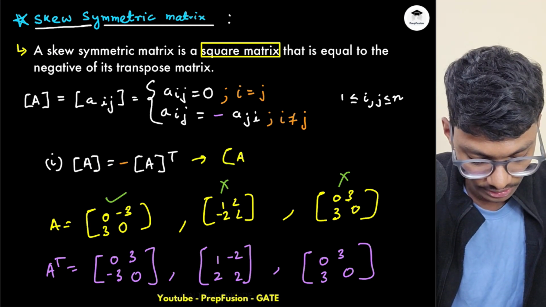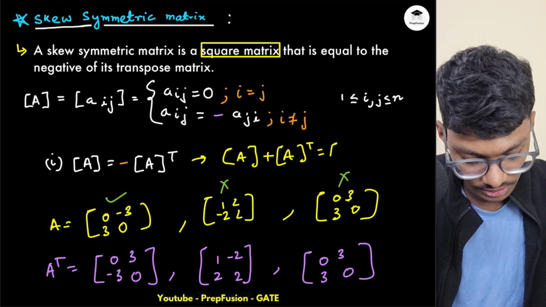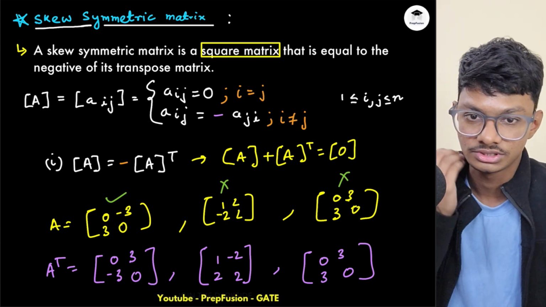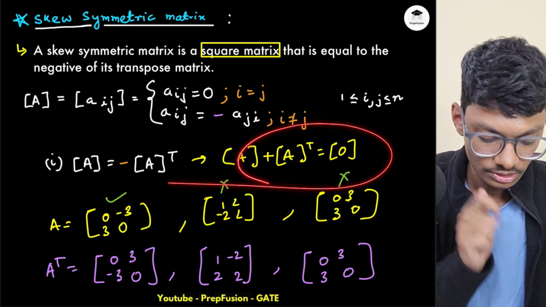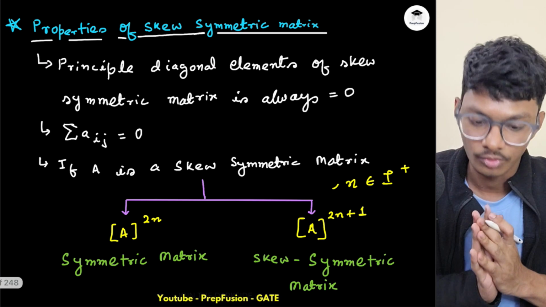What I can extend, A plus A transpose equals the null matrix. A plus A transpose equals the null matrix for a skew symmetric matrix. If it follows a skew symmetric relationship, it will equal the null matrix. Okay, so let's understand a few properties about this.